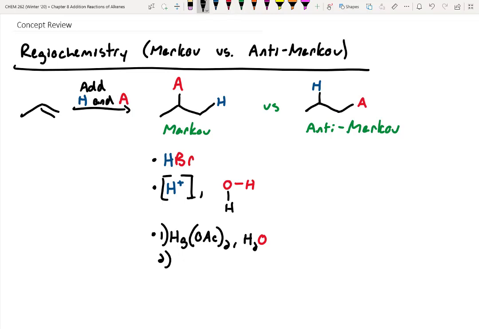What was the reducing agent that we needed in the next step? It was NaBH4, and the hydrogens from the borohydride actually added in anti-Markovnikov. So all three of these worked.